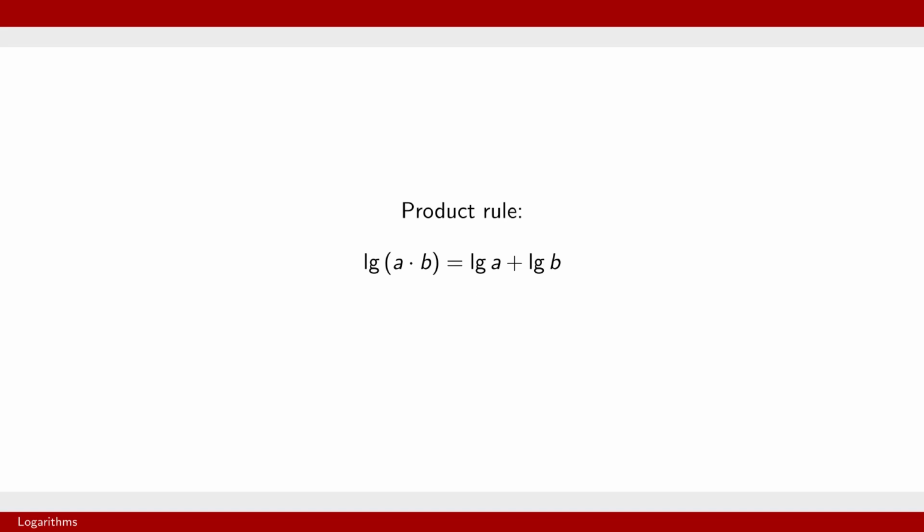The logarithm of a product is easy to determine with the product rule. The logarithm of a times b equals the logarithm of a plus the logarithm of b. For quotients, we have the quotient rule. The logarithm of a divided by b equals the logarithm of a minus the logarithm of b.